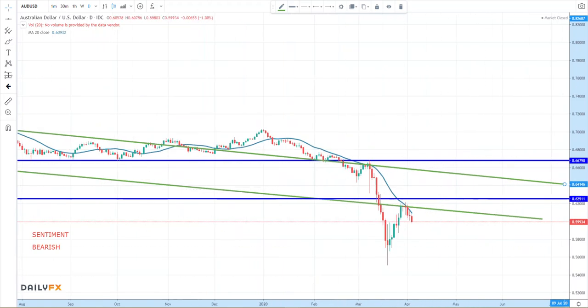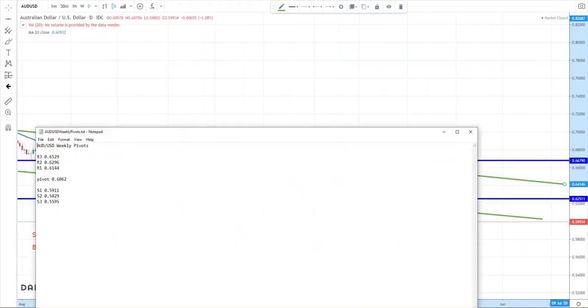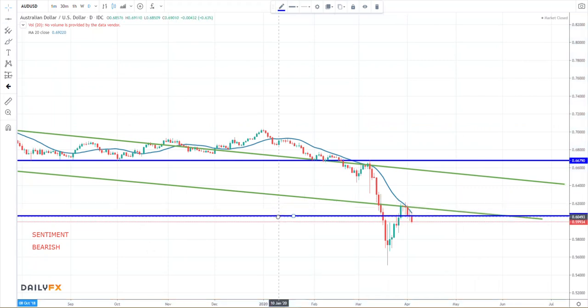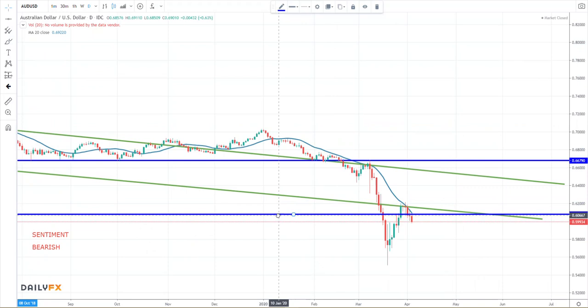So let's map out those pivot points and see what we can expect this week out of price action. We've got our pivot at 60.62. Usually I think about the pivot as kind of a gimme, that price will probably go there, and I can see price retracting.